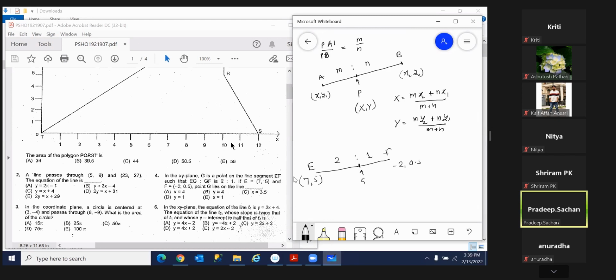Eventually they are asking which line point G lies on. But if I find G's coordinate, then automatically I will get the answer. So suppose we assume that G's coordinate is x comma y. I will apply the same formula.